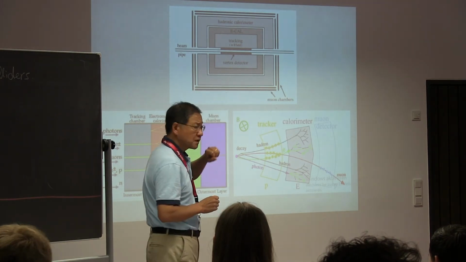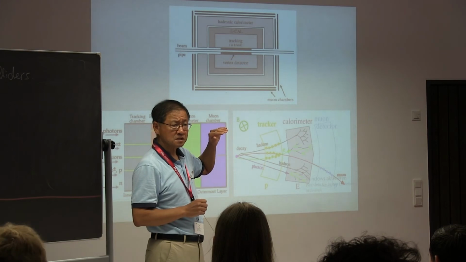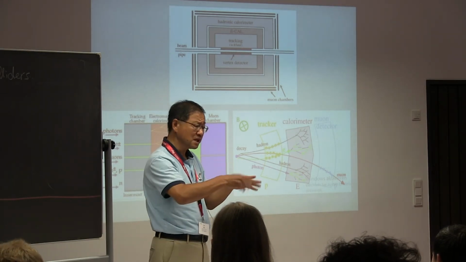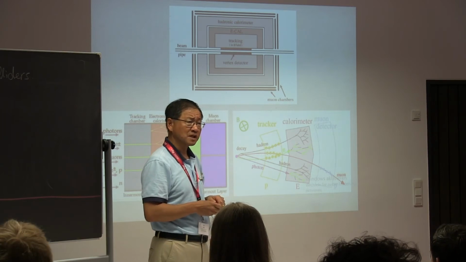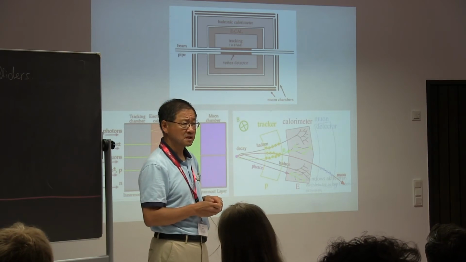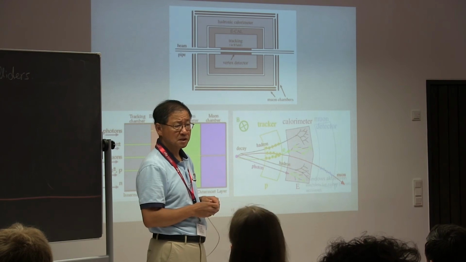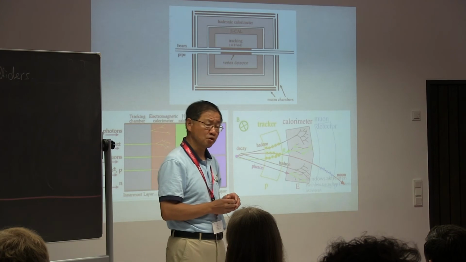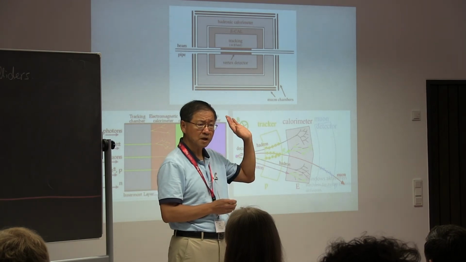But far outside is what I mentioned, muons. Muons are rather heavy. They would not radiate too much. Therefore, they would not be absorbed or lose too much energy in your electromagnetic calorimeter. They would not participate in the strong QCD interaction and would not be absorbed by the hadronic calorimeter. It goes all the way out.